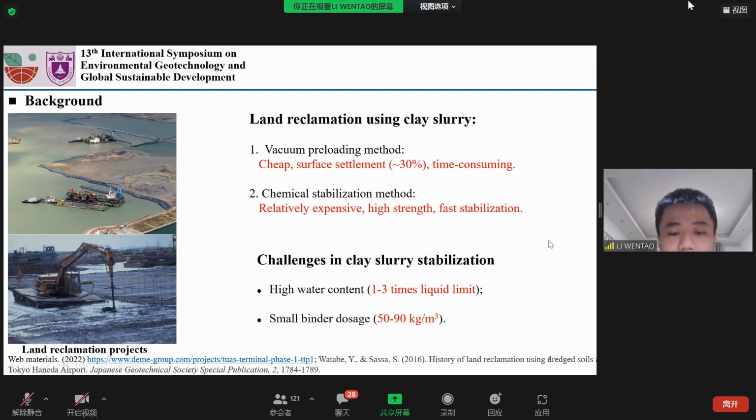There are some challenges in clay slurry stabilization with chemical binders. One is the high water content, which is around 1 to 3 times the liquid limit of the soil. Another is the relatively small binder dosage, because to be used as a feeding material, the strength of the stabilized clay slurry does not need to be very high.